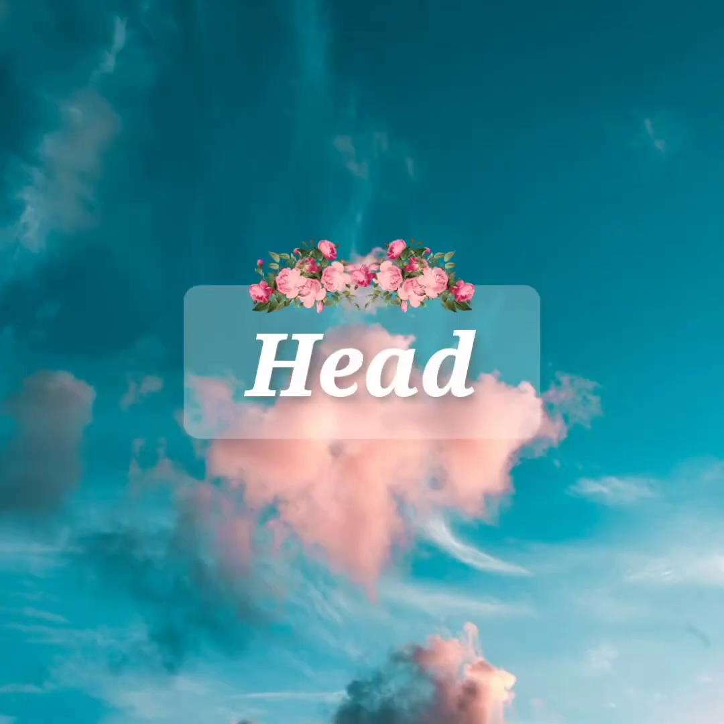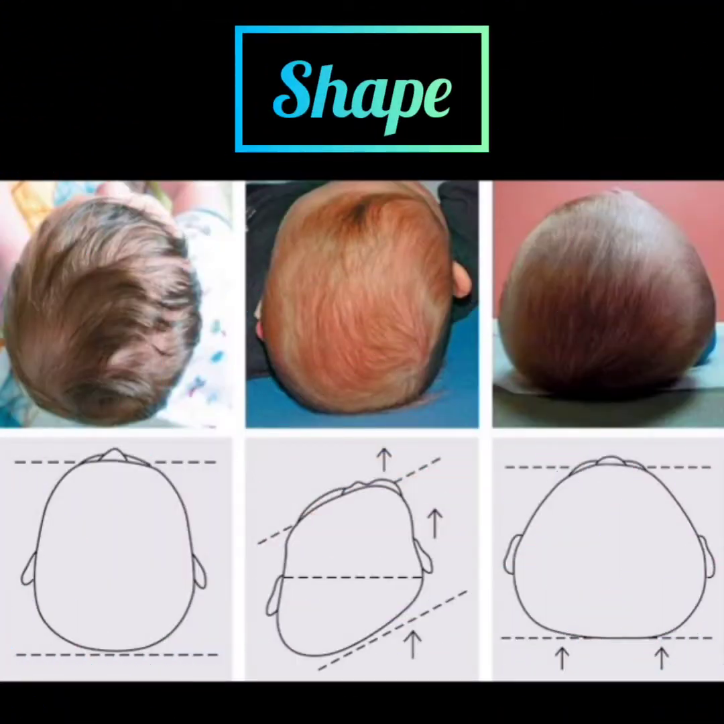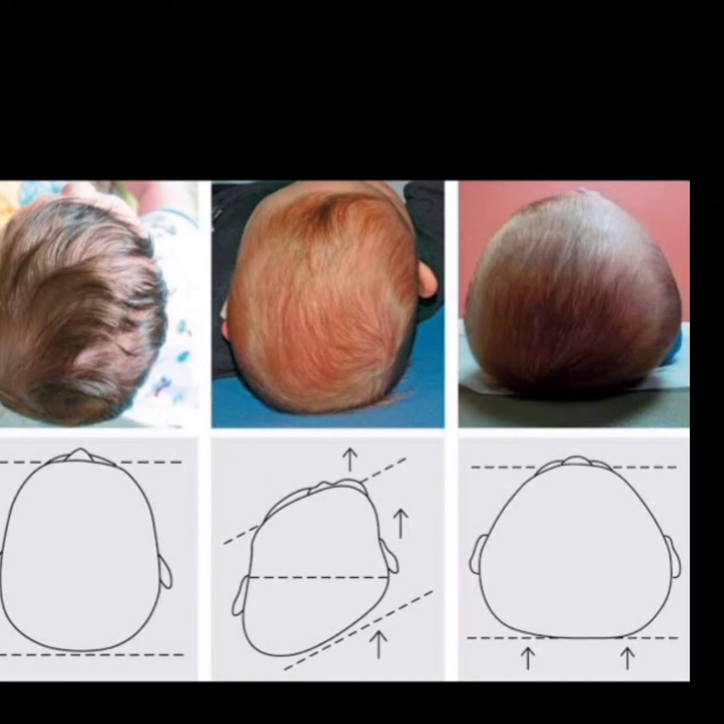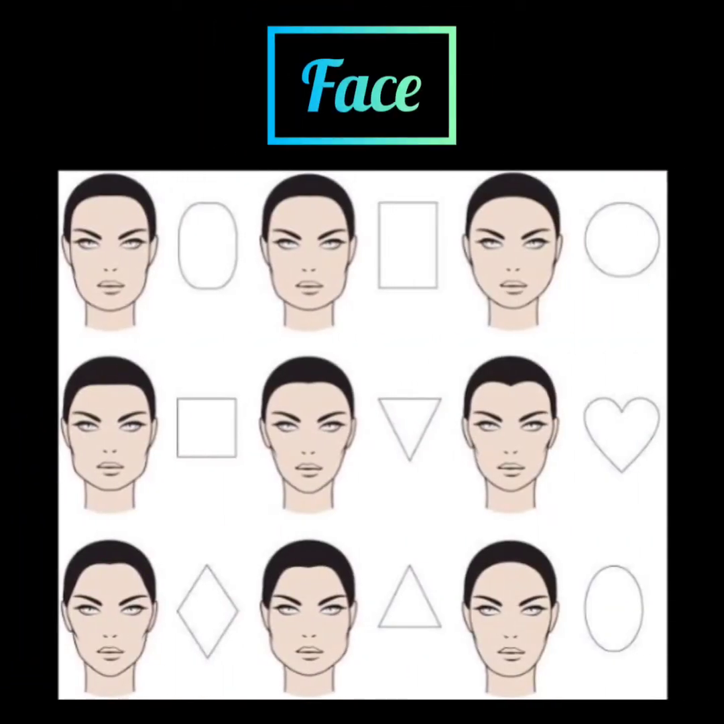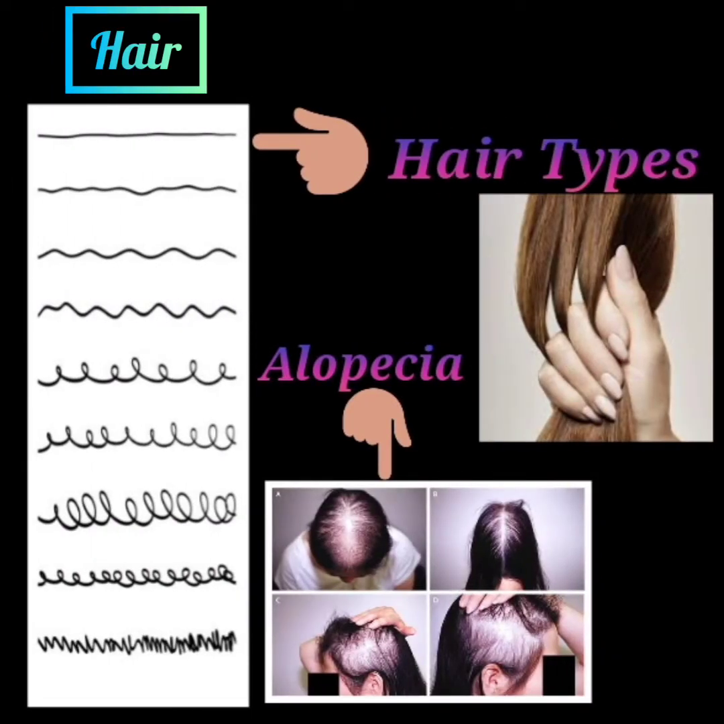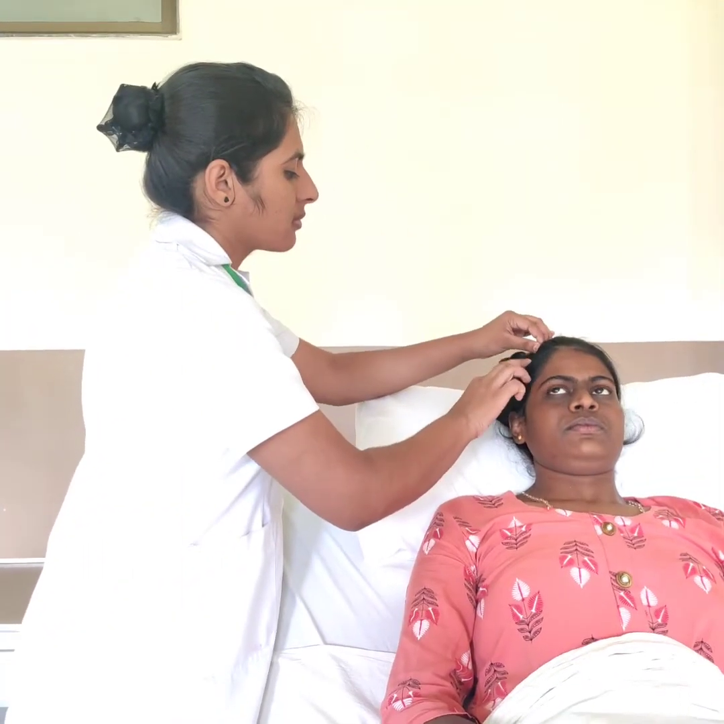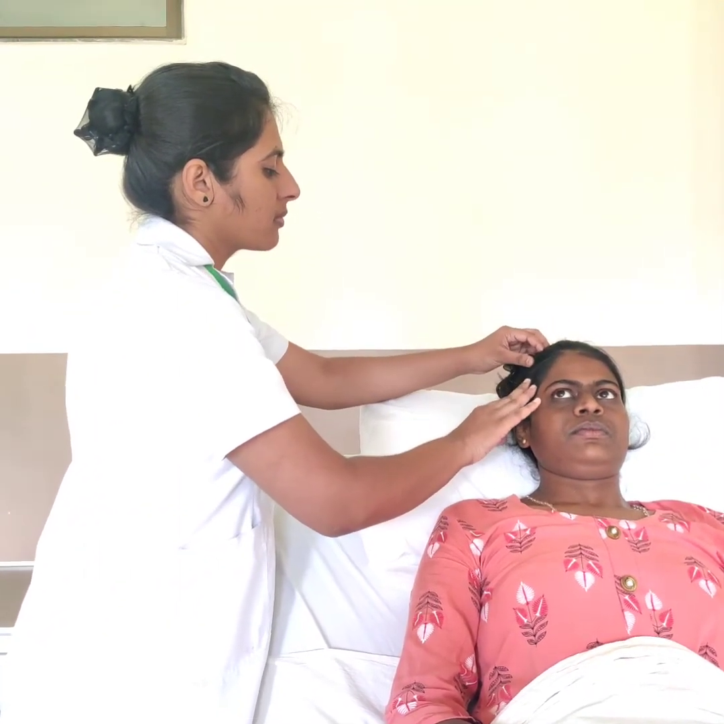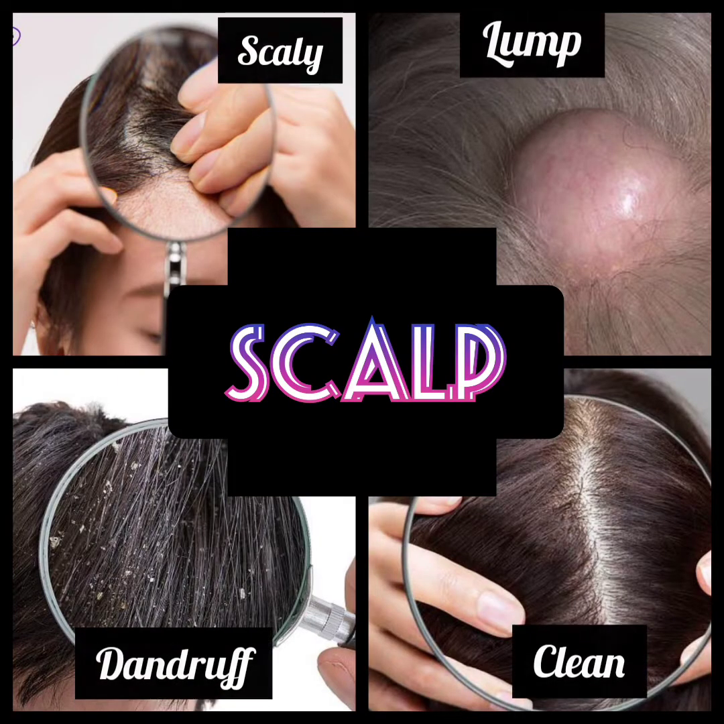Assessment of head. Assess the head shape, whether it is round, oval or normocephalic. Assess the face if it's oval, long, round or symmetrical. Assess the hair if it is coarse, fine, thick or thin, and if the patient has alopecia. Assess the scalp whether it is clean or whether there is any lump or dandruff.